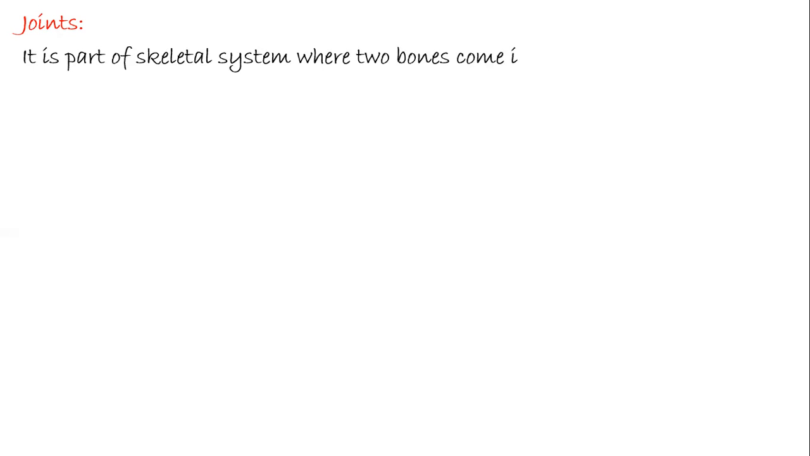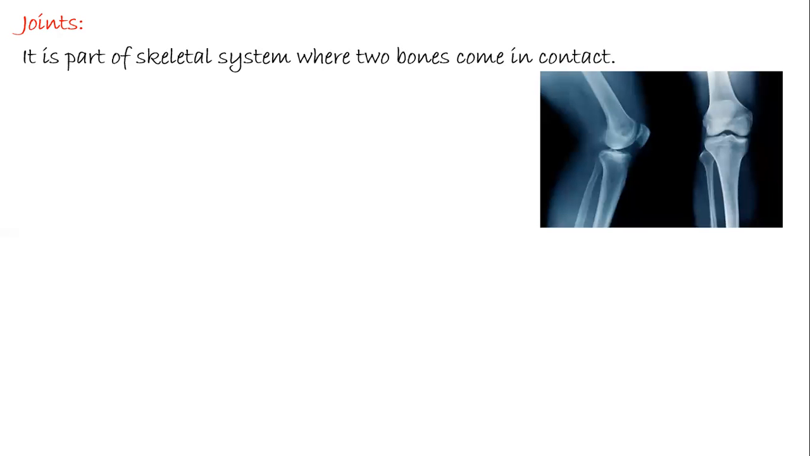Now first, before starting, what exactly is rheumatoid arthritis? Let us first see what a joint is. A joint is a part of our skeletal system where two bones come in contact. What is the purpose of this joint? It allows easy movement and it also provides mechanical support.